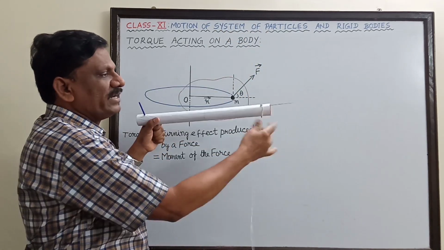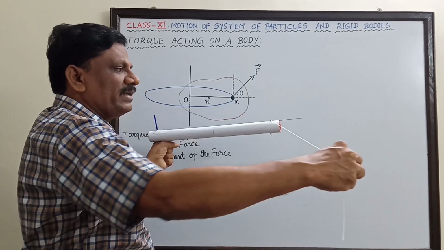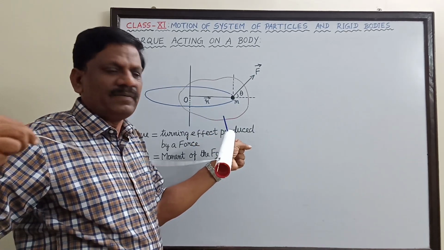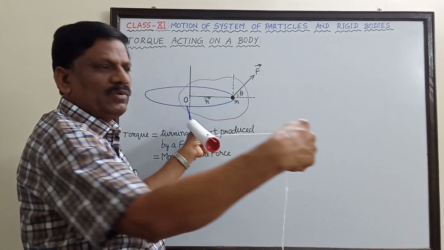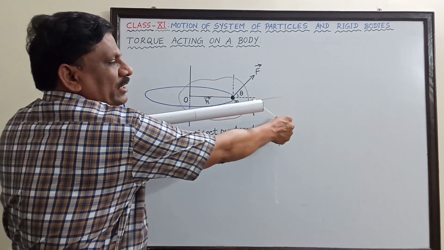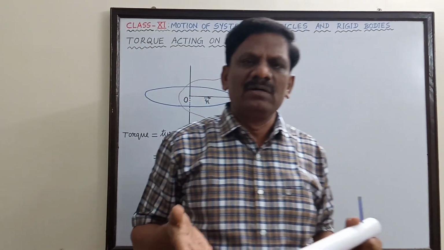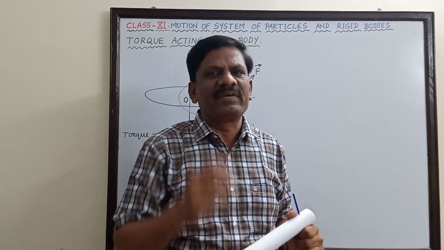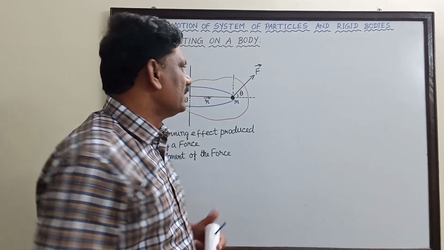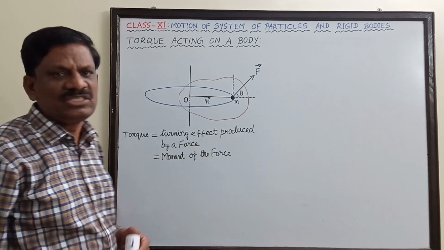Now I will keep the string in the downward direction like this and pull the string. You can see that the force is producing a rotational effect. The other direction also, I will repeat once again, you can see that it is producing a rotational effect. So the same force produces a turning effect about the fixed point. This turning effect produced by the force is called a torque.